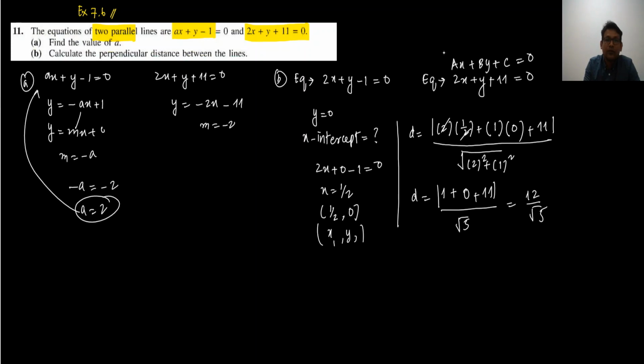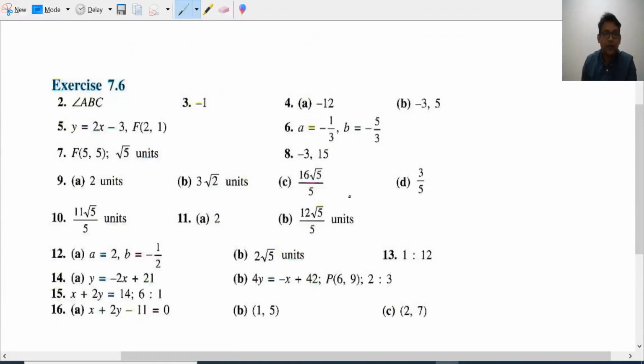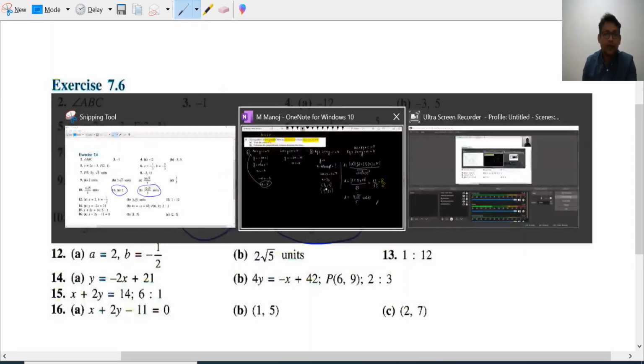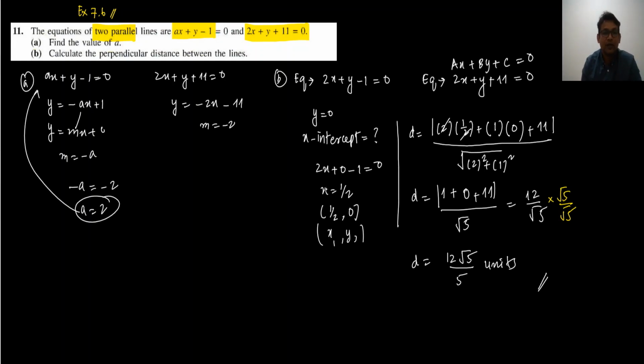Normally we do not write the radical in the denominator, so we multiply and divide by under root 5. This is a part of chapter 3 in additional maths. So 12 multiplied by under root 5 is 12 under root 5, and under root 5 times under root 5 is only 5, and we got the answer 12 under root 5 upon 5 units. That's the answer of question number 11. I would like to check the answer of this part. The value of A was 2 and the distance is coming exactly, so we have done it absolutely right. By this way, we have done question number 11.